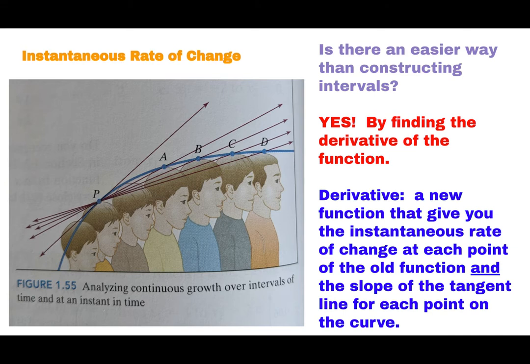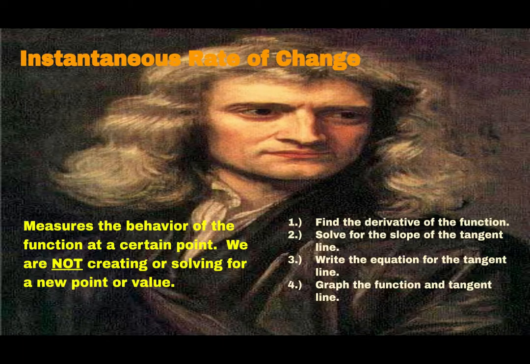Now, the next thing we're going to do today is the second part where it says, and the slope of the tangent line for each point on the curve. We're going to start finding the slopes of the tangent lines. So, as we begin, here's a picture of Sir Isaac Newton, who was the one who first got started with instantaneous rate of change and instantaneous velocity.